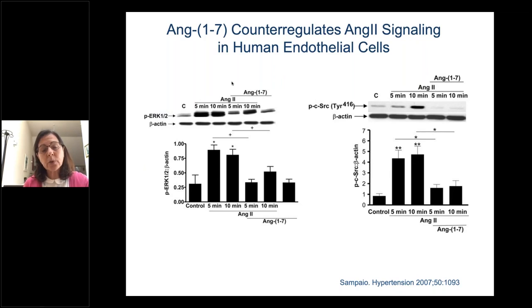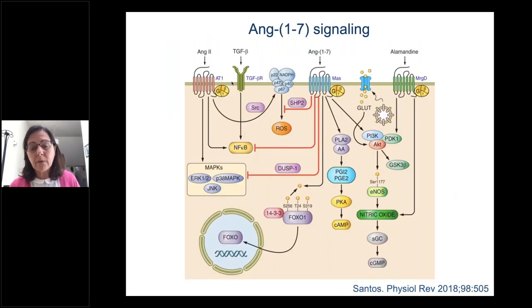We also showed that Ang1-7 protects against angiotensin 2 signaling in human vascular cells, because here we can see that angiotensin 2 induced activation of ERK and c-Src is markedly attenuated when we pre-treat these cells with Ang1-7. And so what has now been put together by Robson Santos and many other groups is the definition of the signaling pathways through which Ang1-7 through the MAS receptor may mediate some of the cardiovascular protective effects, most importantly through activation of the nitric oxide synthase pathway, activation of nitric oxide, and also production of cyclic AMP.